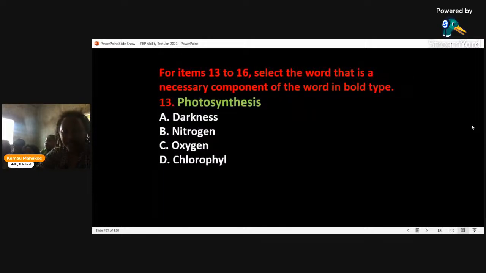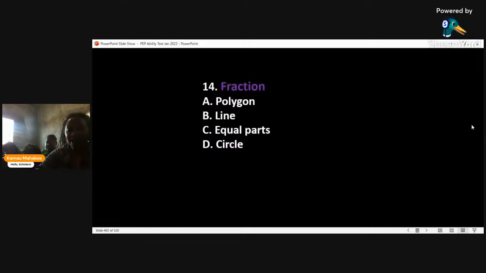All right, what is a necessary component of photosynthesis? Oxygen. Is oxygen needed for photosynthesis? Is nitrogen needed for photosynthesis? Chlorophyll. The green pigment chlorophyll is needed for photosynthesis. Fractions must have what? Equal parts. In order for you to divide something and use fractions, all the parts must be equal.